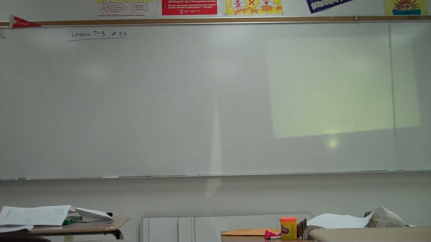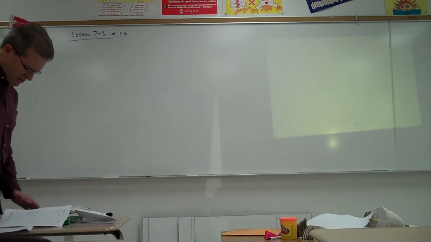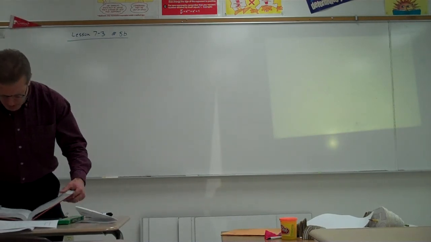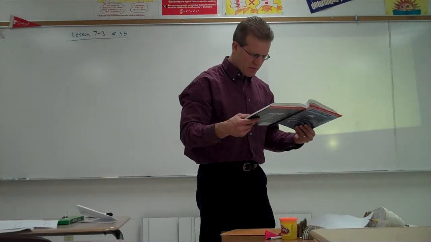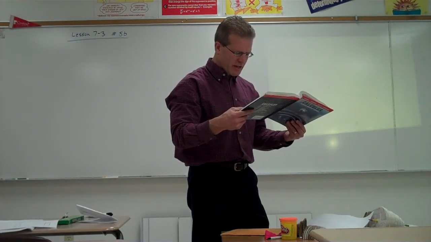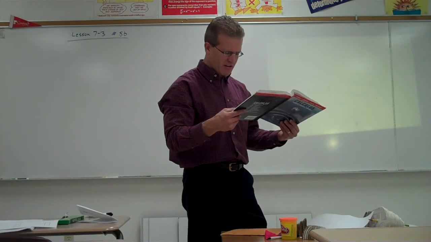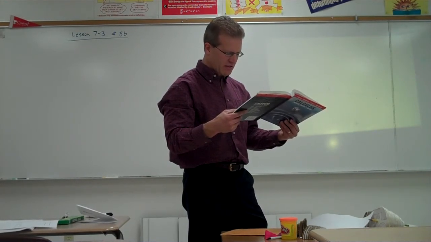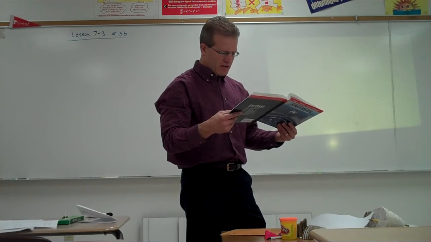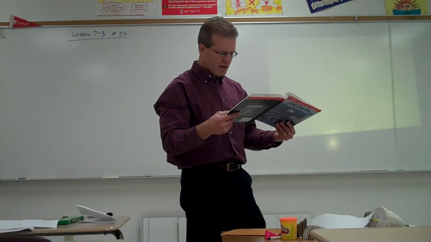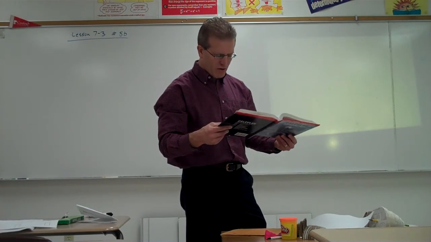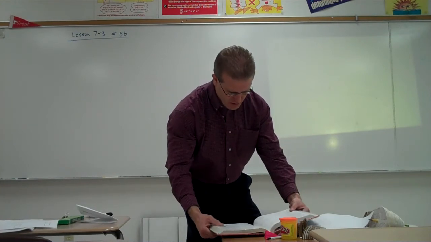Okay, this is number 8B on lesson 7.3. Here's the problem. It's on page 391 in your books. The solid lies between planes perpendicular to the x-axis at x equals negative pi thirds and x equals pi thirds. The cross sections perpendicular to the x-axis are, for part B, squares whose bases run from the curve y equals tangent of x to the curve y equals secant of x.